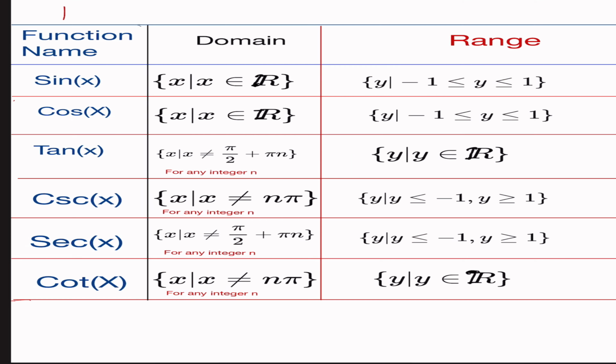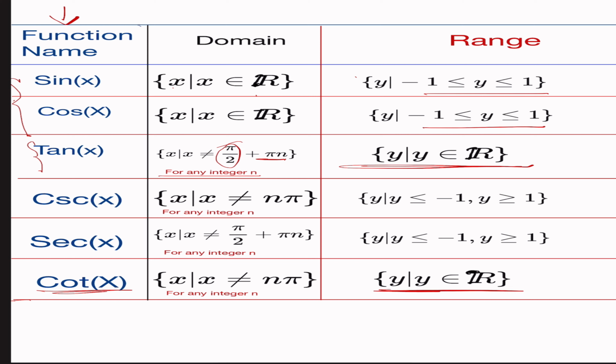These are our functions here. If you take a look, sine and cosine have the domain of all the real numbers, and the range is the same, between -1 and 1. For the tan function, however, it is undefined at pi by 2, and pi by 2 plus pi n for any integer n, right? And the range, however, is all real numbers. Cotangent has the range of all real numbers.